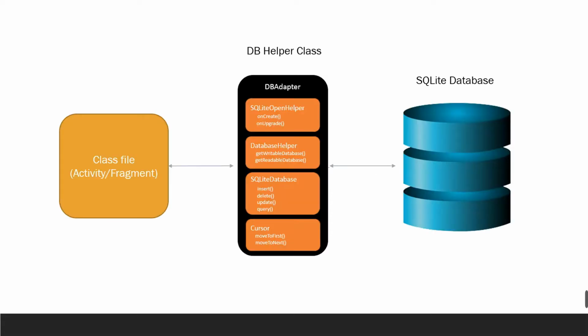Database helper class can be accessed either from an activity or a fragment. These are the functions available in the database helper class: onCreate, onUpgrade, insert, update, delete. By requesting these methods, we can make the data flow between the class file and SQLite database.